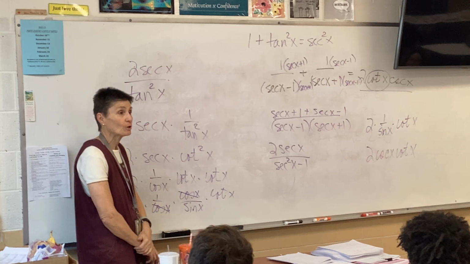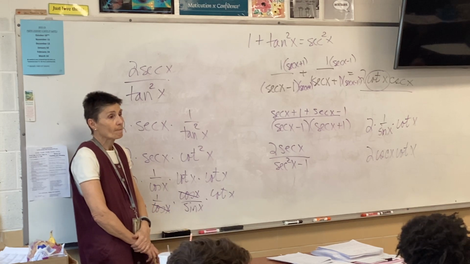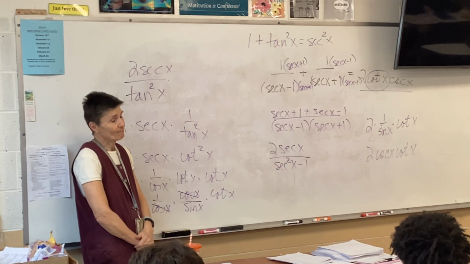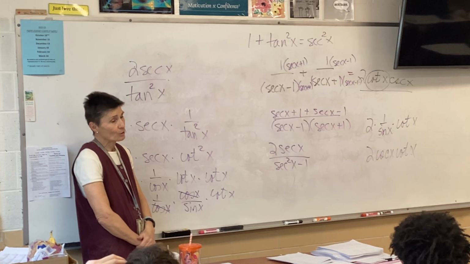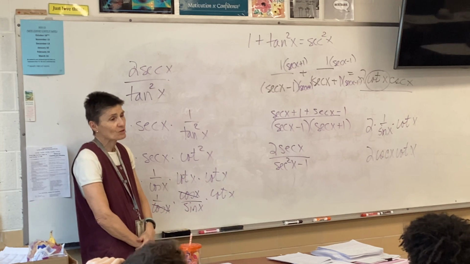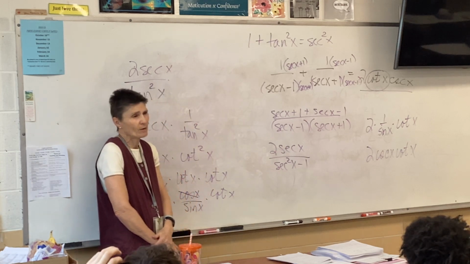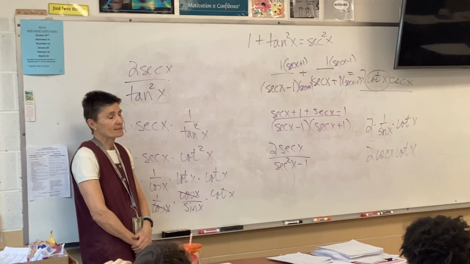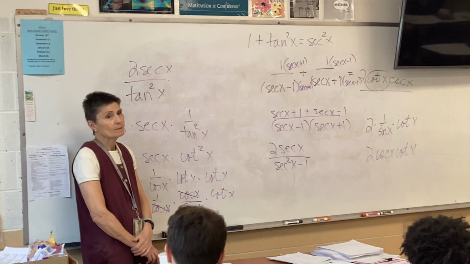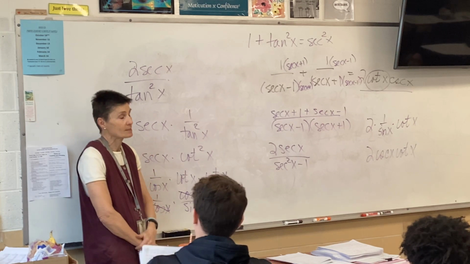Tangent is sine over cosine. Cotangent is cosine over sine. We use them all the time, so they ought to be automatic for you. And I talked about this yesterday, they're not even strange, because sine is y, cosine is x, and tangent is y over x. So it makes sense that tangent would be sine over cosine. If you know tangent, you better know what cotangent is.